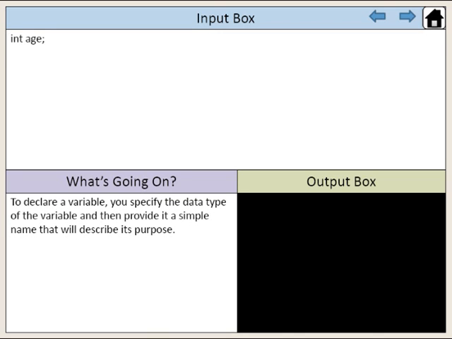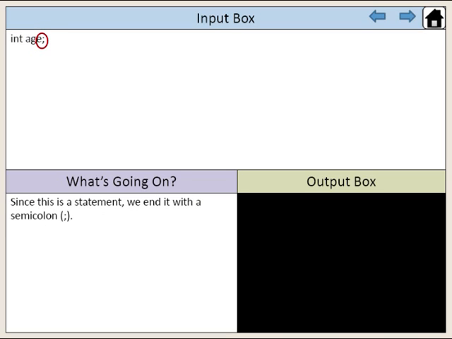To declare a variable, you specify the data type of the variable and then provide it a simple name that would describe its purpose. In this example, int is the data type. Age is the variable name. Since this is a statement, we end it with a semicolon.